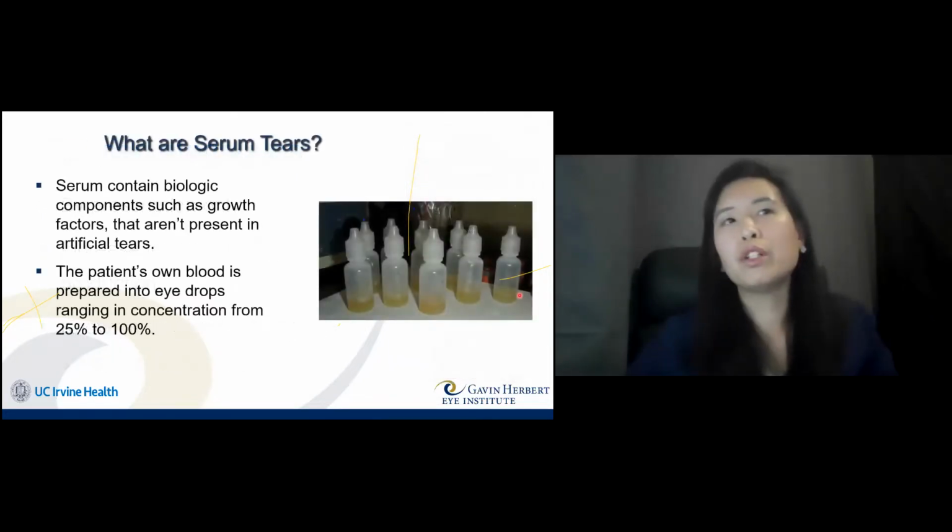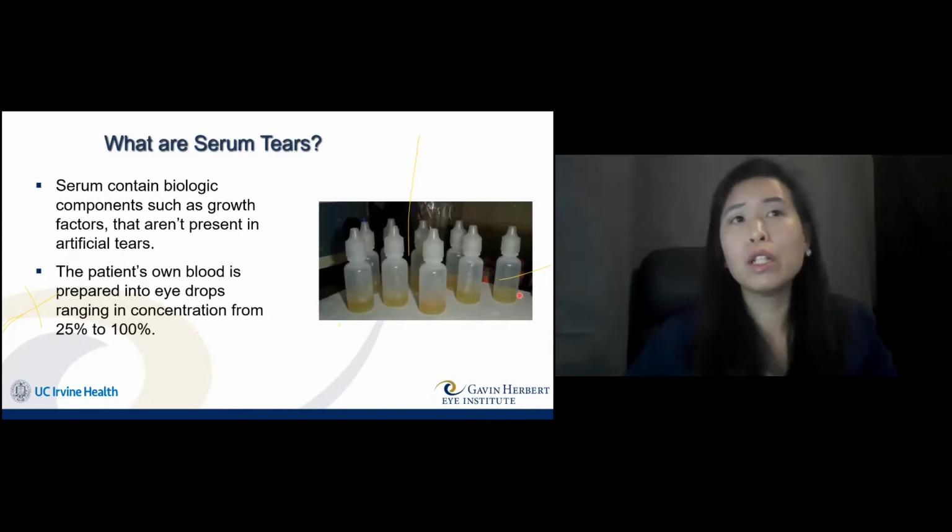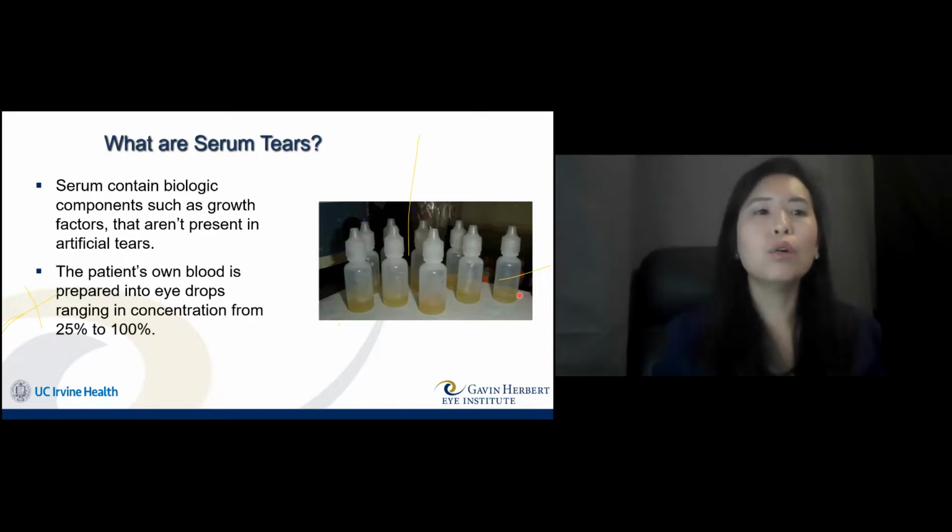And has anyone ever heard of serum tears or autologous serum or serum drops? So the idea behind this is that while artificial tears are readily available and easy to get and they supplement the lack of normal tears that your eye is missing, the artificial tears will never have the biological properties that normal healthy tears have in being able to help promote regeneration of the corneal epithelium, or having growth factors or anti-inflammatory or antimicrobial properties.